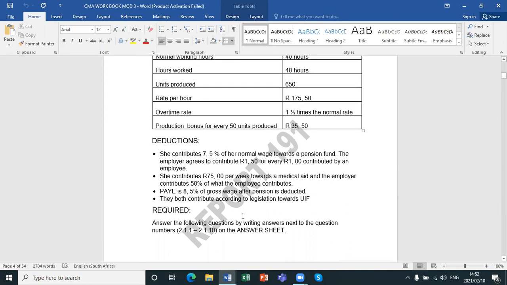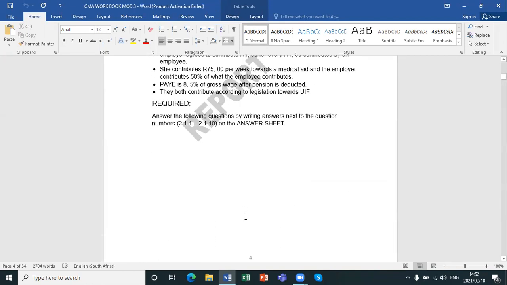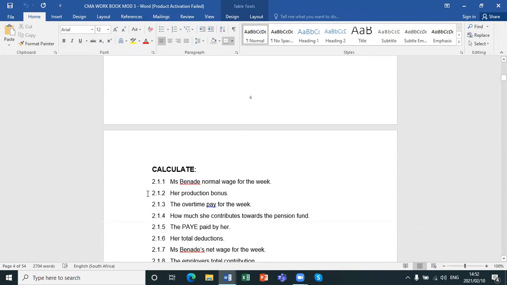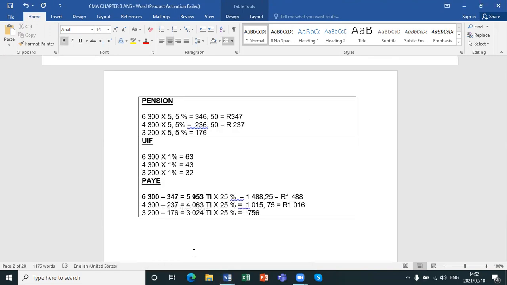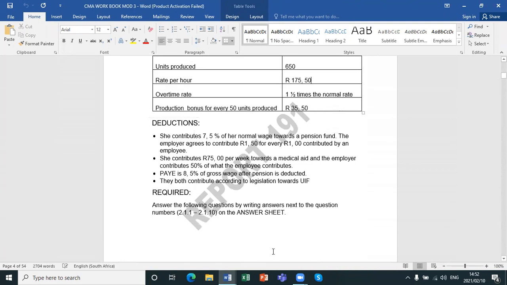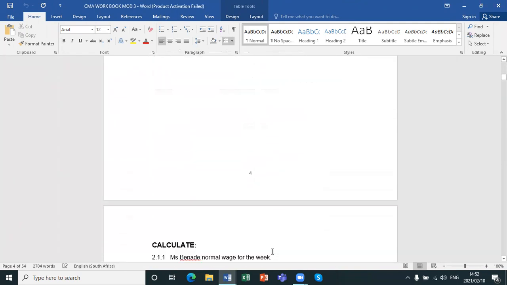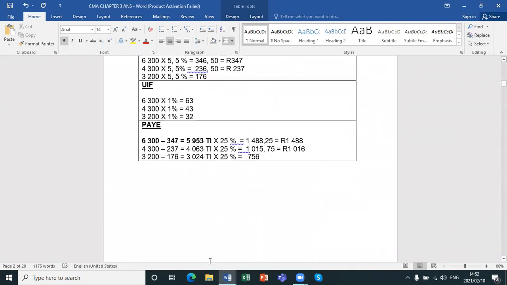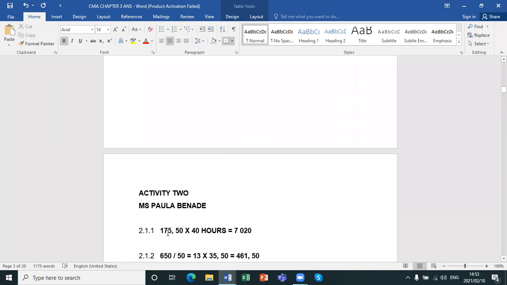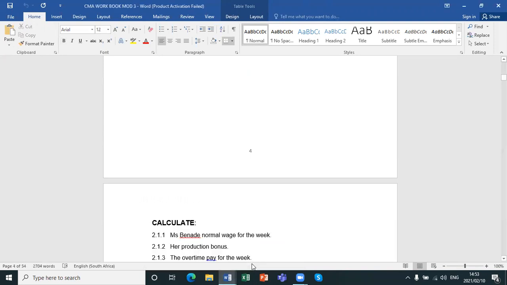So this one is a bit different. You don't calculate it, unlike activity 20, where you had to calculate the gross wage. Here they've got certain questions that they give you. Ms. Bernard's normal wage for the week. Remember, although she worked more than 40 hours, she worked 48 hours, so 40 hours is normal wage. So you take the rate, 175.50, times 40 hours. There's the normal wage.